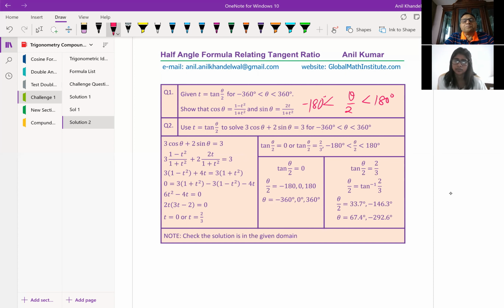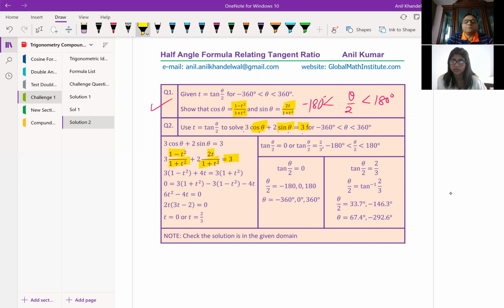Now, we have already done part A. T is tan theta by 2. Solve for 3 cos theta plus 2 sin theta equals 3. Since we know that cos theta is equal to 1 minus t squared over 1 plus t squared, I'm going to substitute that in the equation. So in the equation, 3 cos theta becomes 3 times 1 minus t squared over 1 plus t squared. Instead of sin theta, I'm going to substitute 2t over 1 plus t squared, and that is supposed to be equal to 3. So we get our equation in t.